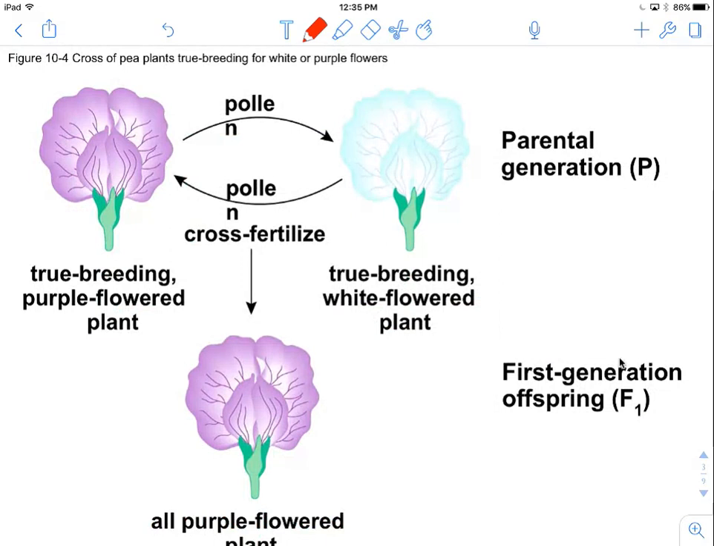Oh, here we go. So pollen from either a true breeding purple flowered plant or a true breeding white flowered plant is used to cross-fertilize a plant of the other type. Again, this is our parental generation or our P generation. And then the offspring of that generation is called the first filial or F1 generation. And when Mendel made this cross, what he found is that every offspring of a true breeding purple plant crossed with a true breeding white plant had purple flowers.